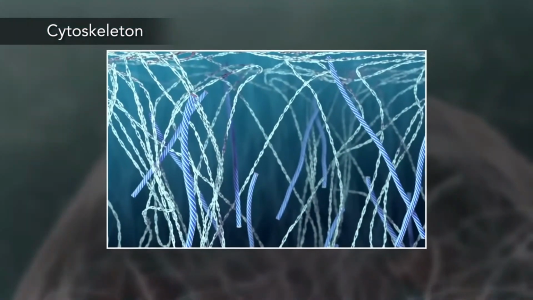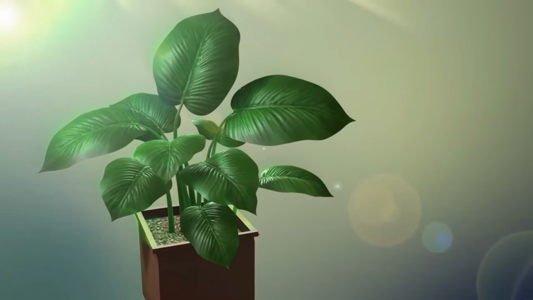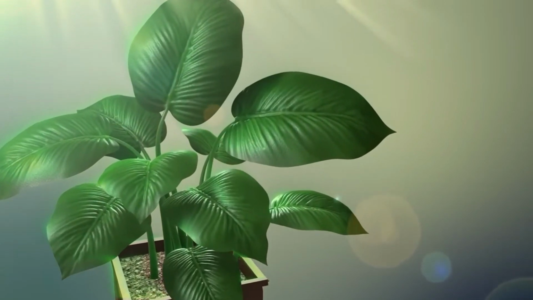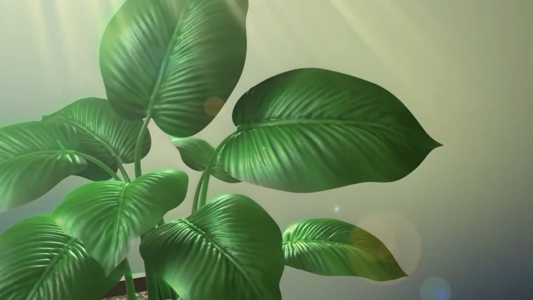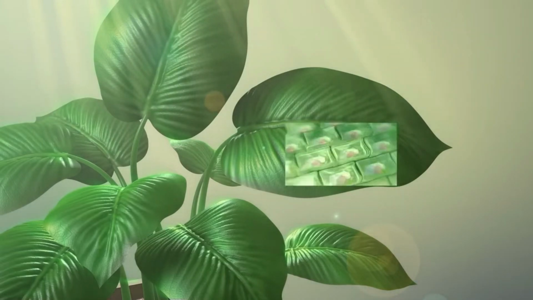The cytoskeleton, composed of microfilaments and microtubules, is vital in maintaining cell shape and providing structural support, playing a key role in both cell organization and movement. Chloroplasts, found in plant cells, are essential for photosynthesis. They capture sunlight and convert it into energy through chlorophyll, a process crucial for plant growth and energy production.